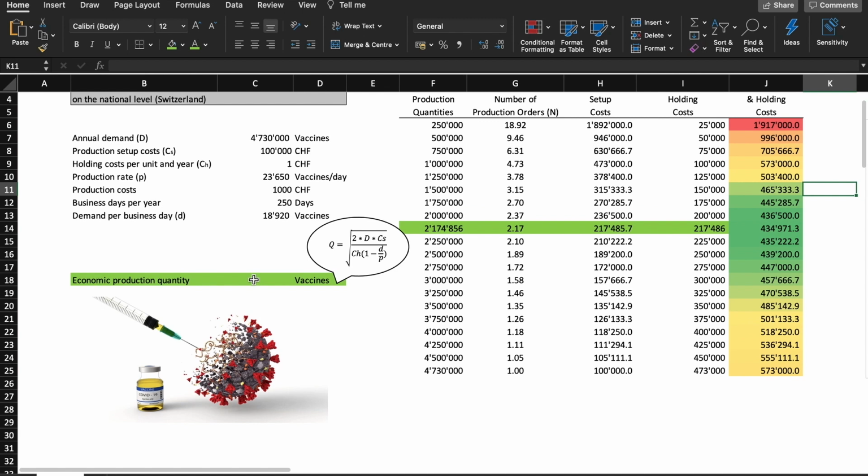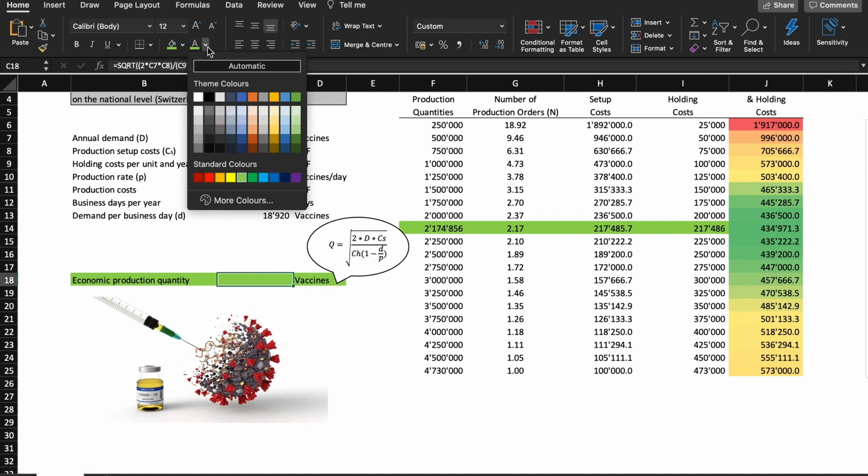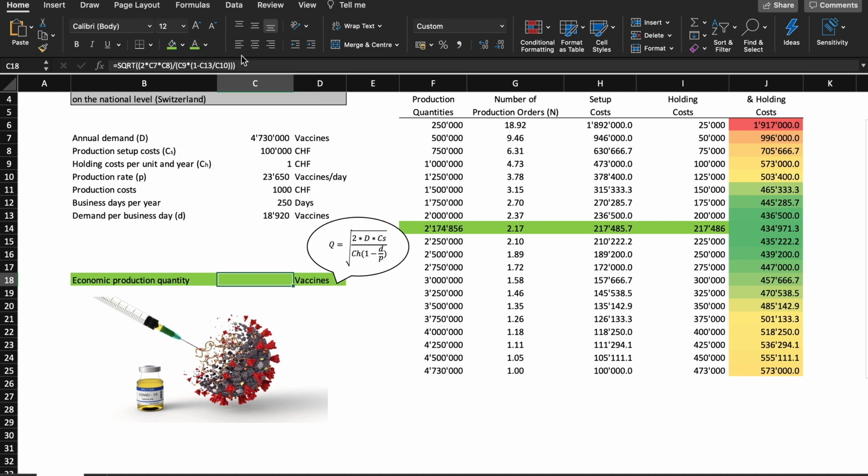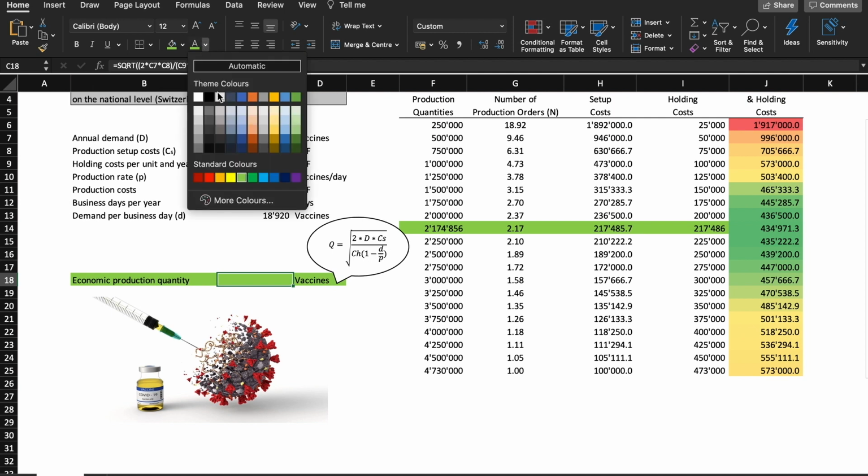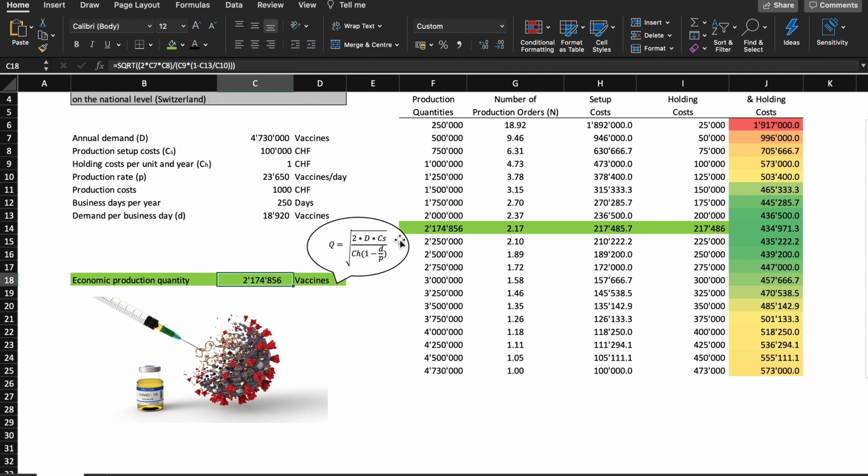To make things faster, we could also apply a formula to find the optimal production quantity. The latter is the square root of 2 times the total demand times the setup costs, all divided by the holding costs, times 1 minus the daily demand over the production rate. And as we can see, the result is the same as before.